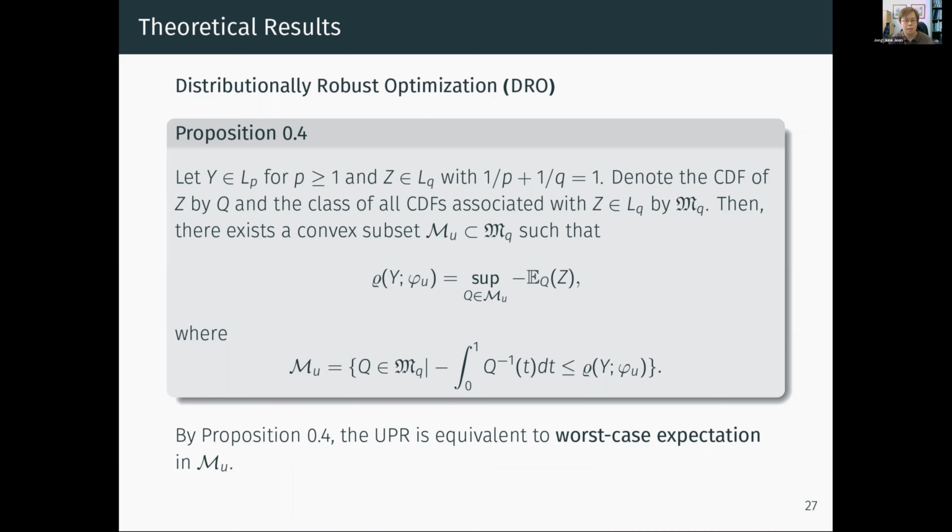That means in the test phase, the distribution can be changed. But if the distribution in the test phase changes, we measure the supremum risk under the distributional shift. We minimize the risk. And the UPL is equal to the supremum risk caused by the distributional shift. Okay, so proposition 4: the UPL is equivalent to the worst-case expectation under the distributional shift.